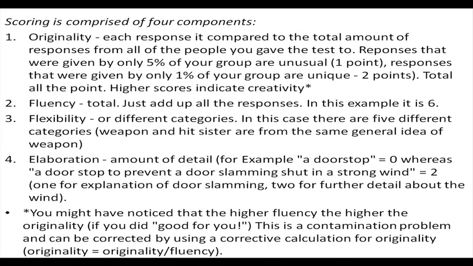So, therefore, this contamination of the problem can be corrected by using a corrective calculation for originality, that is, originality is a ratio of originality divided by fluency.